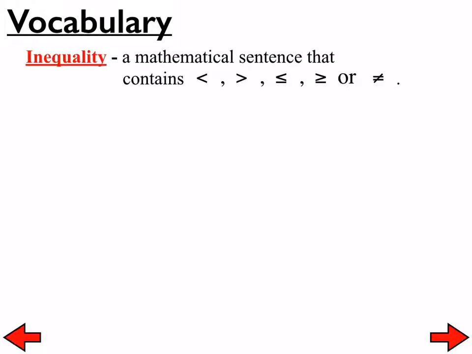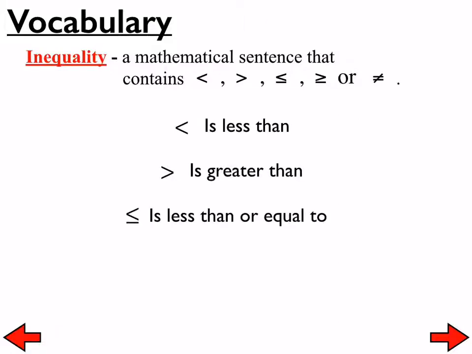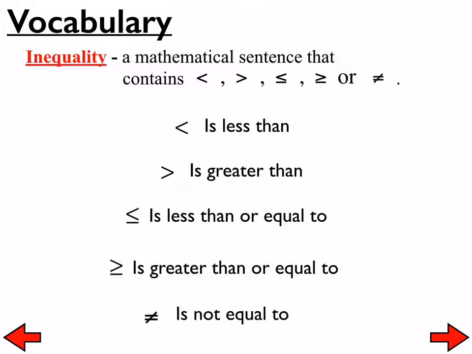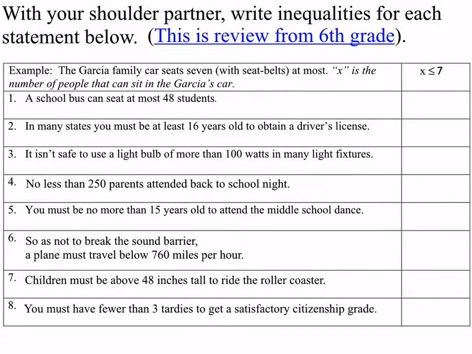An inequality is a mathematical sentence that contains less than, greater than, less than or equal to, greater than or equal to, or even perhaps not equal to. So that's what all of those symbols mean. So once again, this symbol means is less than, this one means is greater than, this one means is less than or equal to, this one means is greater than or equal to, and this one means is not equal to. Now there are other phrases that mean or represent the same ideas, and that's really what 1 through 8 is all about. So 1 through 8, this should be review from 6th grade.